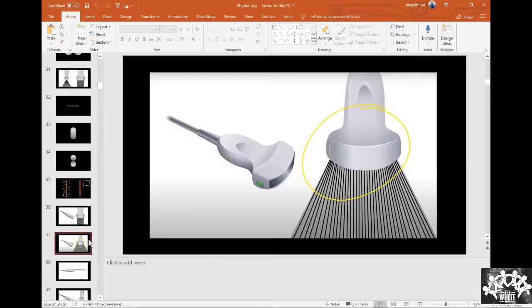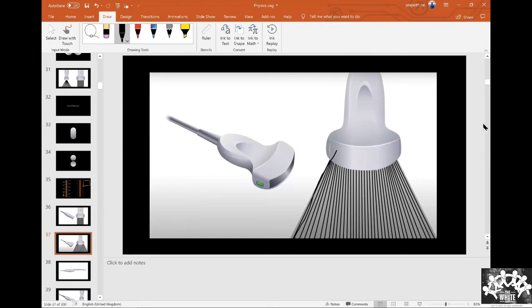Okay, see, this is the probe. This is how the image is formed. See, everywhere it is coming along the line. Okay, it is coming separately.